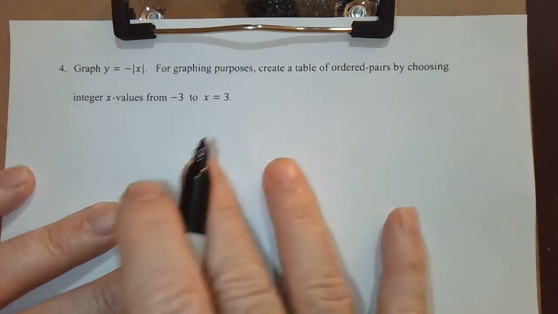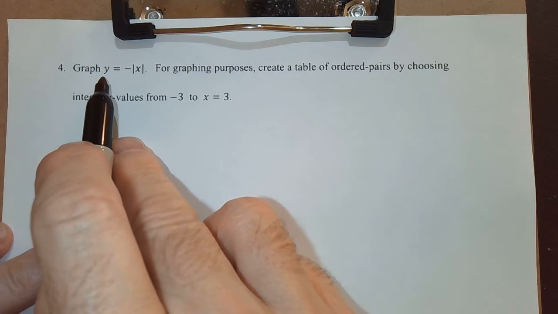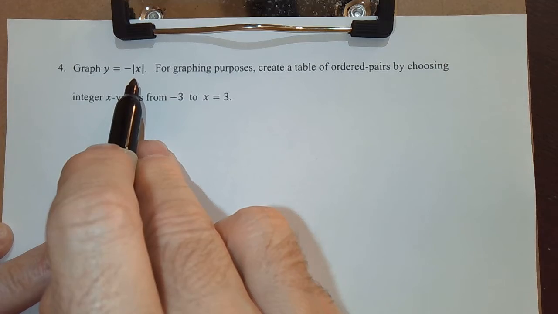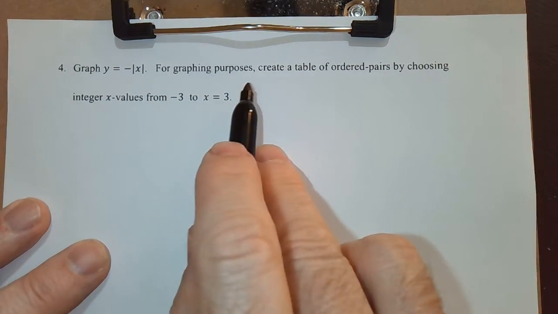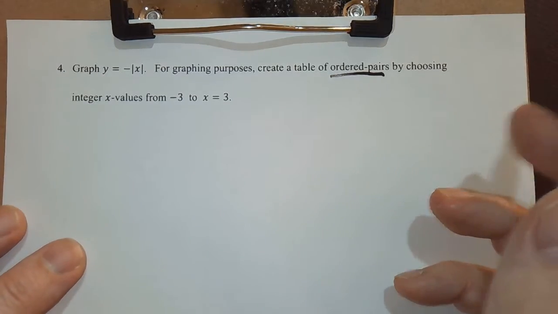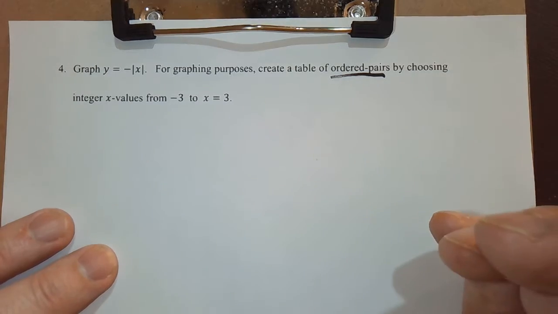Okay, we're going to do one more graph here in this section, and we're going to graph the equation y equals negative absolute value of x. And then it says for the graphing purposes, we'll create a table of ordered pairs or points by choosing integer x values from -3 to 3, similar to the previous graph that we did.